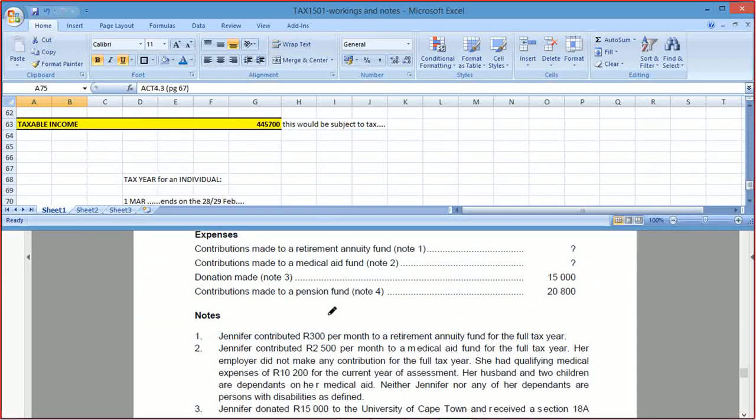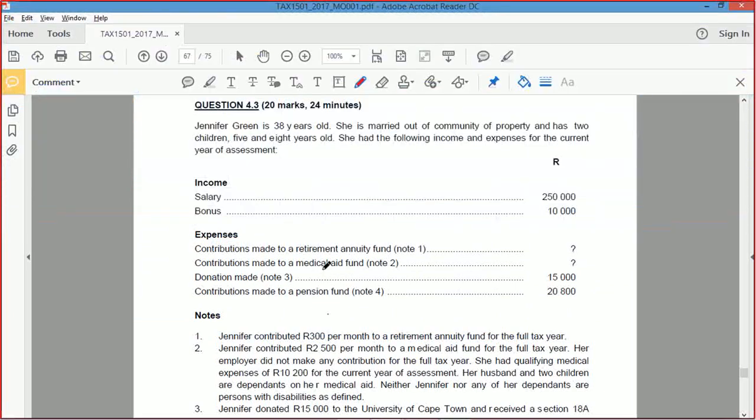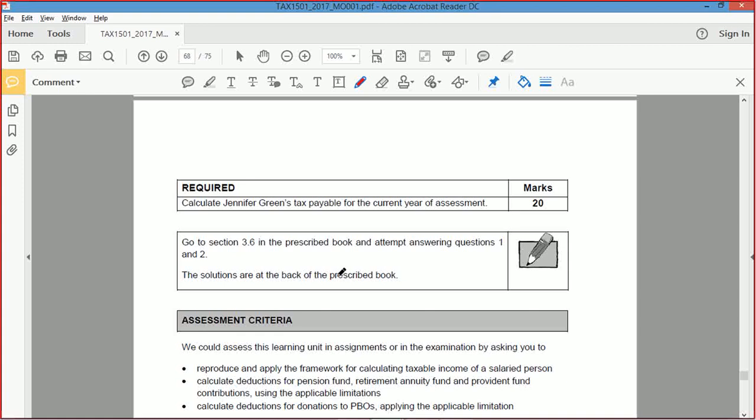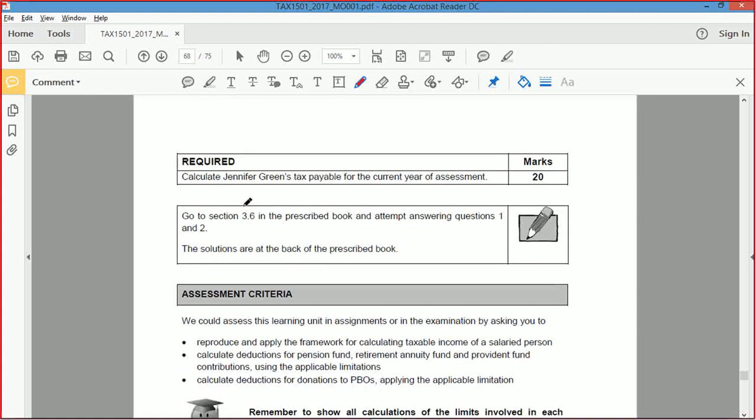Okay, let's read the question first. This is how I would approach it. It doesn't matter what the exam is, or what the question is. This probably was an exam paper that they've taken from a previous exam. So what am I going to do? I'm going to look at the required first. That's good exam technique. This is how you need to approach questions. Calculate Jennifer Green's tax payable for the current year of assessment.